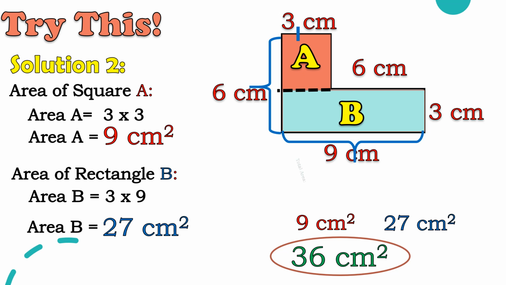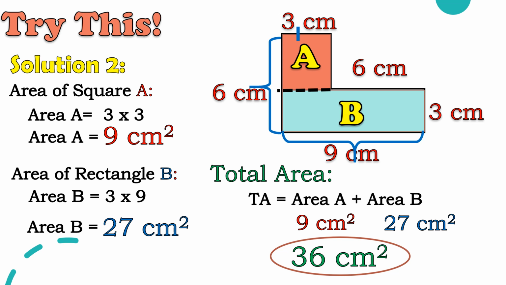So, to get the total area, same thing din, ipa-plus lang natin ang area ng rectangle A sa rectangle B. So, 9 cm squared plus 27 cm squared, the total area of the figure is 36 cm squared. So, pipili lang kayo children kung anong solution ang mas madali para sa inyo, kung solution 1 or solution 2. Ano man ang solution or paraan ang pipiliin ninyo or gagamitin ninyo, walang magbabago sa result.